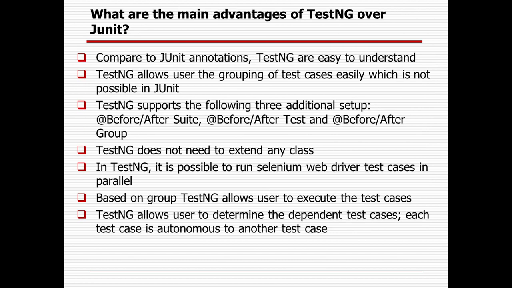I already mentioned TestNG is the framework for the testers, whereas JUnit is the framework for the developers for unit testing. Whereas TestNG supports unit testing, functional testing, regression, and end-to-end testing. So what are the differences between TestNG and JUnit, and what are the major advantages TestNG has that JUnit does not have? Compared to JUnit, TestNG annotations are easy to understand. Next, TestNG allows the user to group test cases easily, which is not possible in JUnit. So grouping is not available in JUnit, whereas it is available in TestNG.